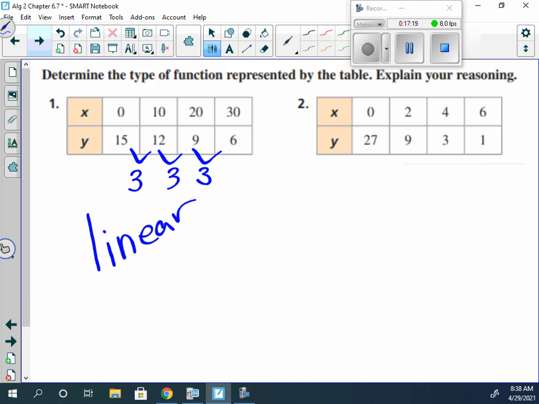So let's look at this one here. 27, 9, 3, 1. So when you say 9 over 27, 3 over 9, and 1 over 3. Well, 1 over 3 is as simplified as it gets. 9 over 27 would reduce to?